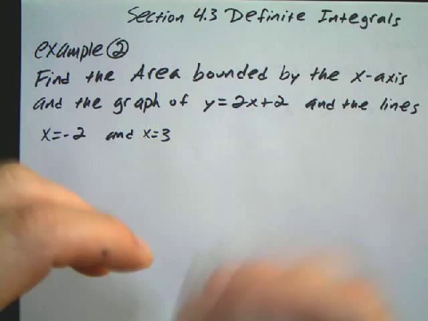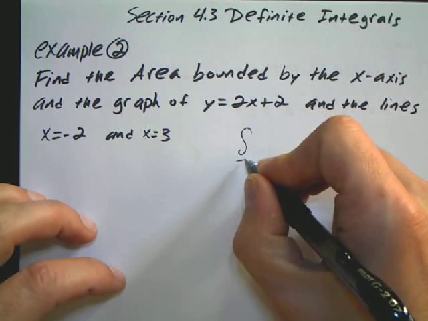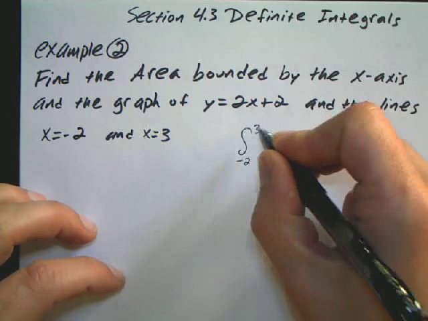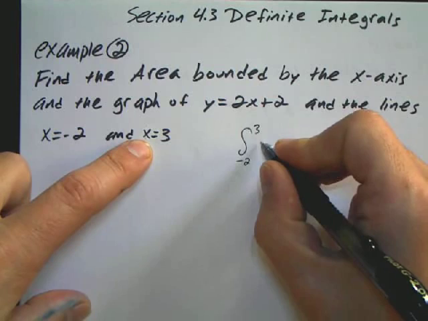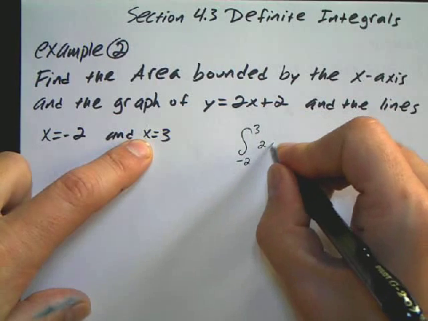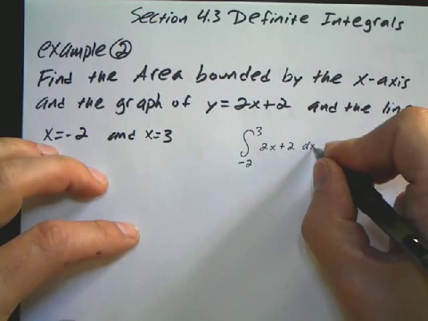So really what it's saying is to set up an integral that goes from negative 2 to 3. My starting point, that's my ending point, and I'm going to be finding the integral of this equation, 2x plus 2, with respect to x.